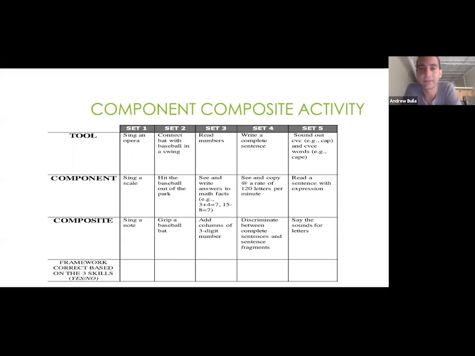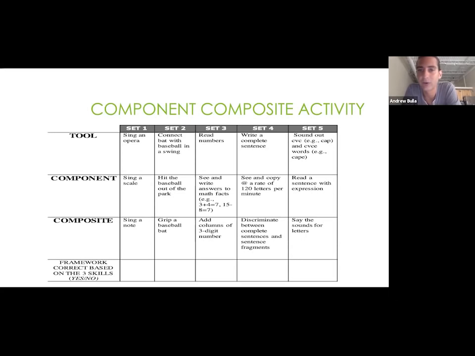Let's look at set 3. Read numbers is the tool skill. See and write answers to math facts is the component skill. And the composite is add columns of 3-digit numbers. That is in the correct order. So that is an appropriate hierarchy for that skill set.